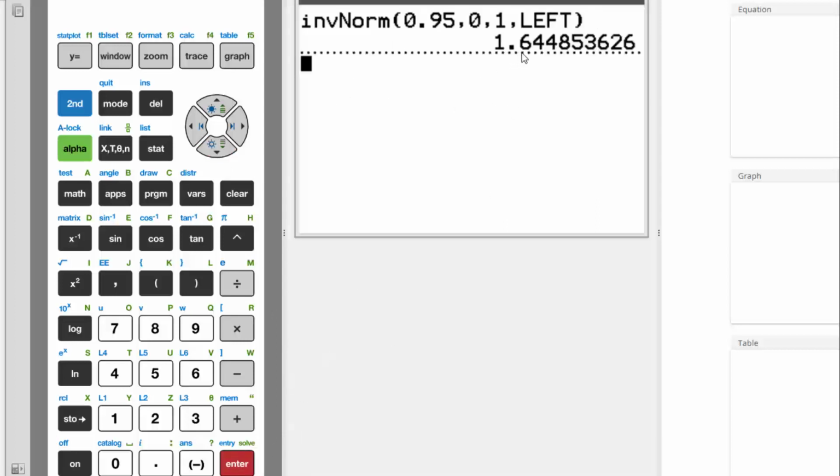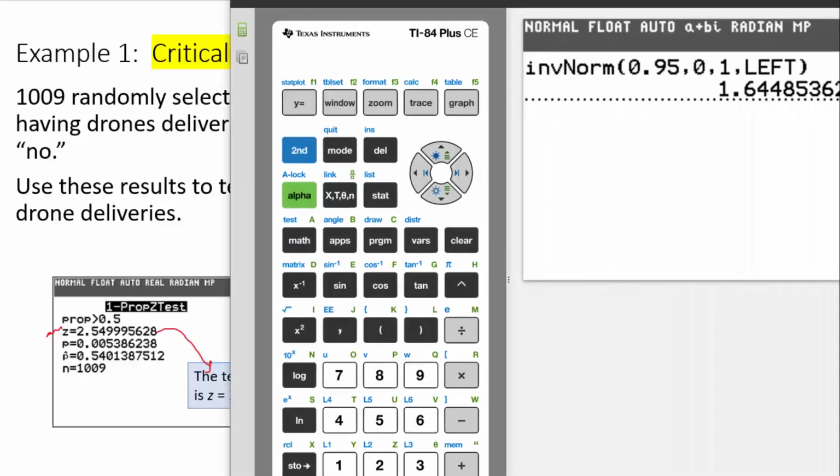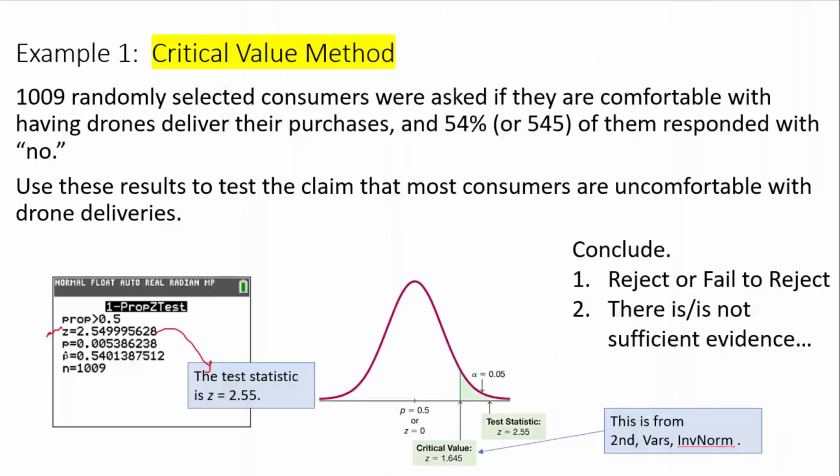And this 1.64 is right here. It's gone out one extra value, but you see 1.645, and that is what that would have rounded to, 1.645. That is your critical value. That's the value that cuts off that tail that has 5% of the area in it. Then we look at our test statistic. How does it compare to the 1.645? Well, it is to the right of it.